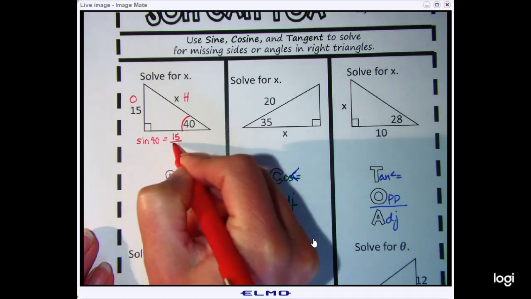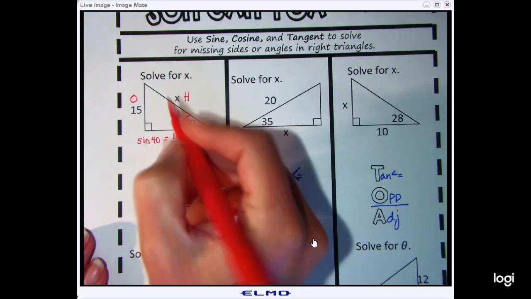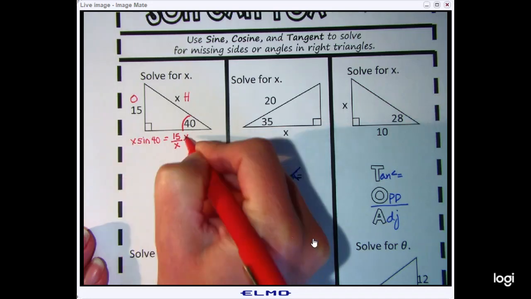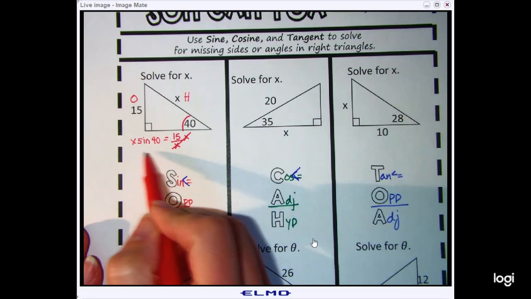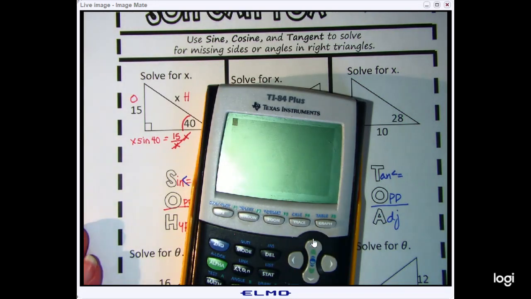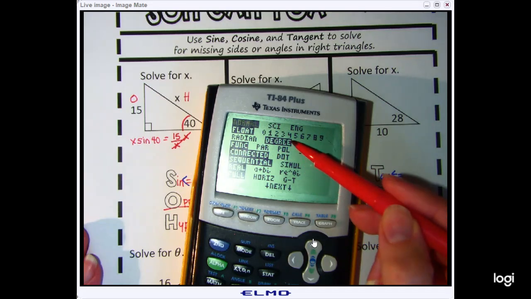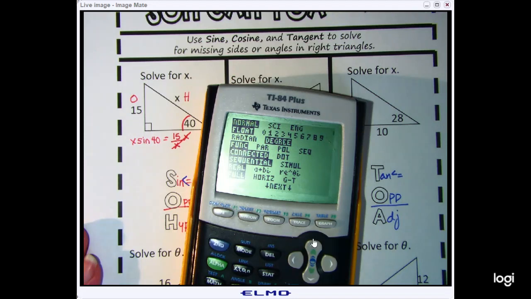15 over x. I like to times both sides by x right now. And then I'm going to use my calculator, and I'm going to go sine of 40. Now, I want you to do a double check. I want you to go to mode. Here it is, next to the second button. You need to make sure here that degrees is highlighted. If it's not, you will get the wrong answer. Okay, make sure degrees is highlighted.